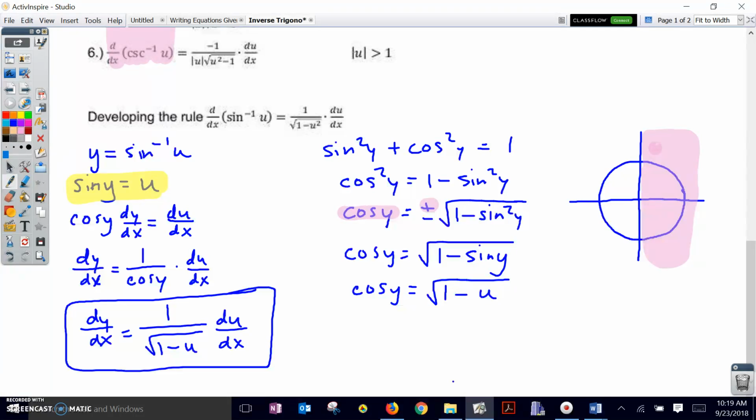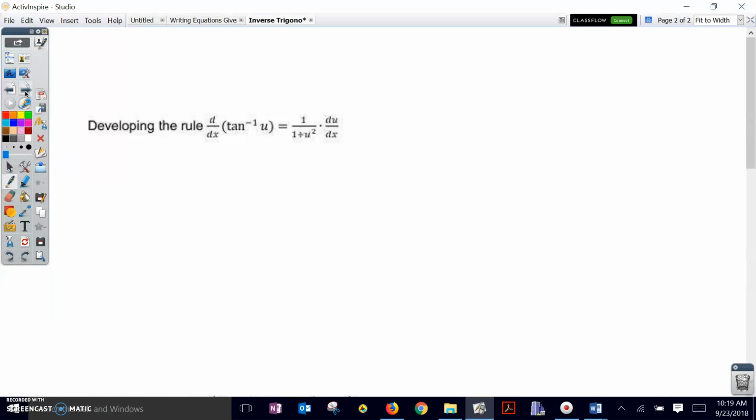Alright, next, let's develop the rule for arctangent. So we'll take the same approach. We'll set y equal to the arctangent of u. And then we will take the tangent of both sides to get tangent of y equals u. We'll take the derivative with respect to x. So we've got secant squared of y, dy dx, equals du dx.